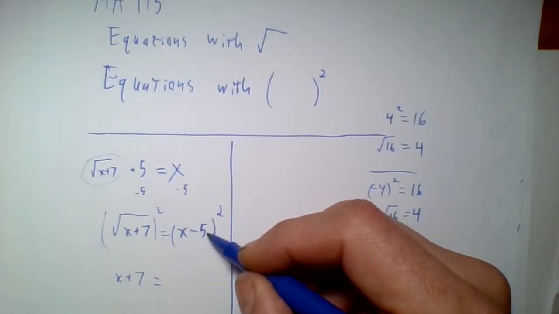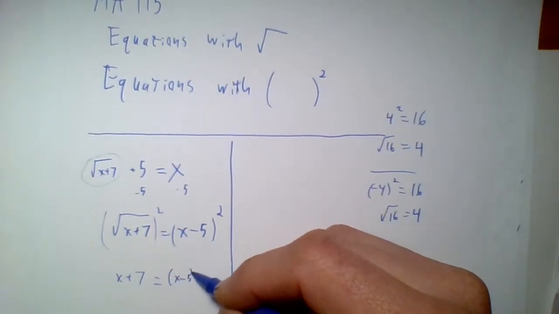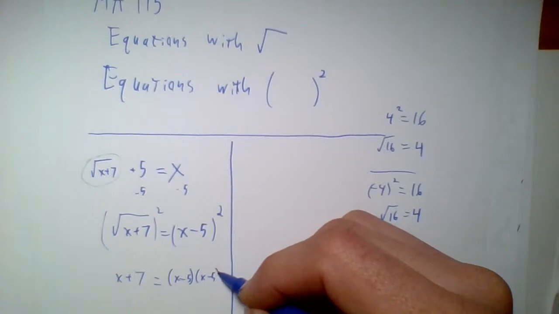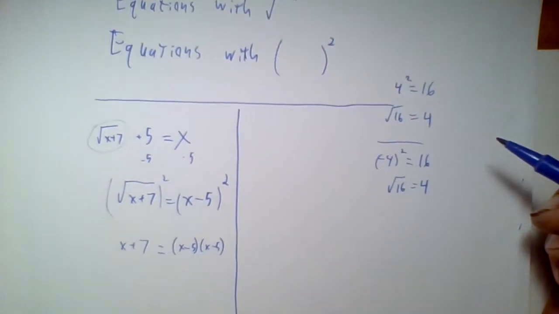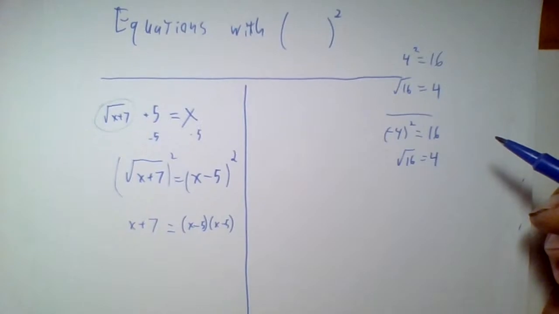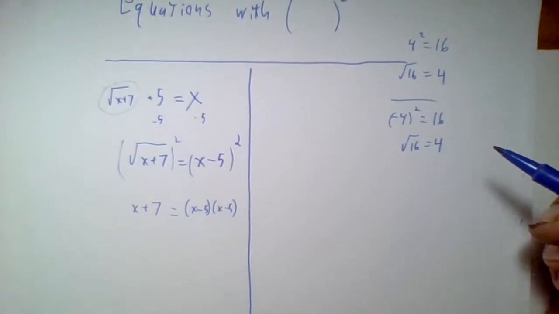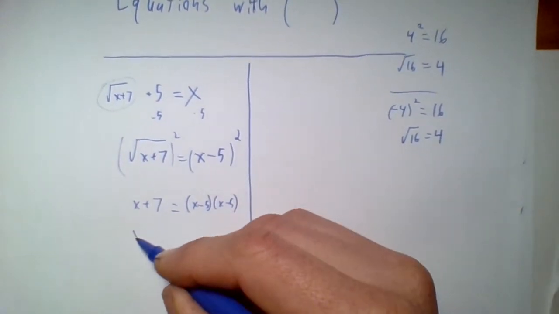Careful with this. This is x minus 5 multiplied by itself. I have two terms there. I'm going to have to multiply that out, right? That's a little bigger than it looks. I've got to FOIL that thing out or expand that. So I'm going to get a polynomial thing here.